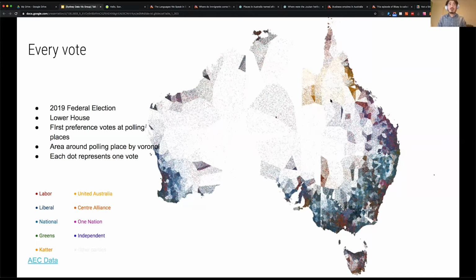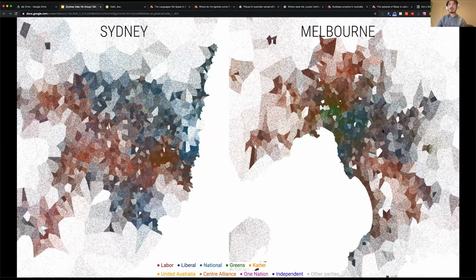So for the last federal election, I made this map to show the result after it was announced. You can get the data from the Australian Electoral Commission. I mapped every vote cast at a polling booth, so every vote becomes a dot on the map, right? And by doing this exercise, there are some patterns that we can see.